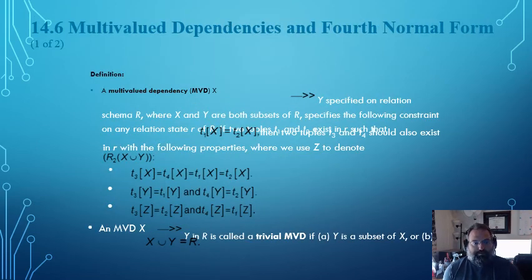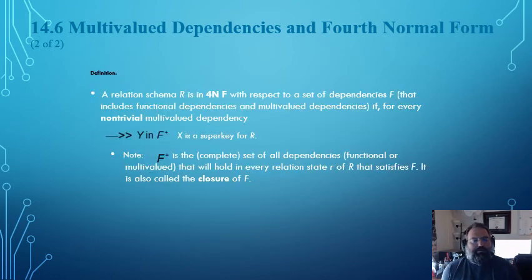Multi-valued dependencies and fourth normal form. A relation schema R is in fourth normal form with respect to a set of dependencies F that includes functional dependencies and multi-valued dependencies if for every non-trivial multi-valued dependency X multi-determines Y in F plus, X is a superkey for R. Note F plus is the complete set of all dependencies, functional or multi-valued, that will hold in every relation state of R that satisfies F. It is also called the closure of F.